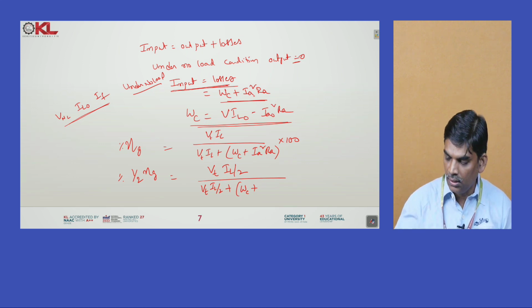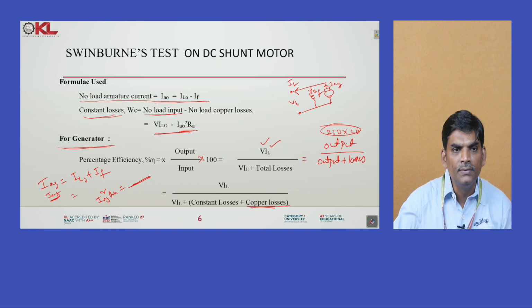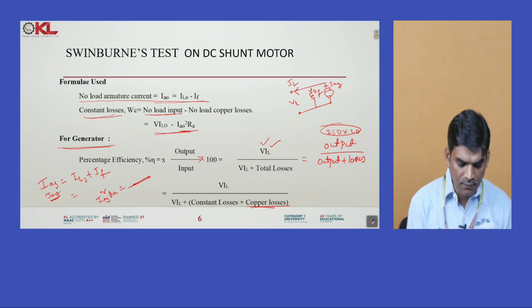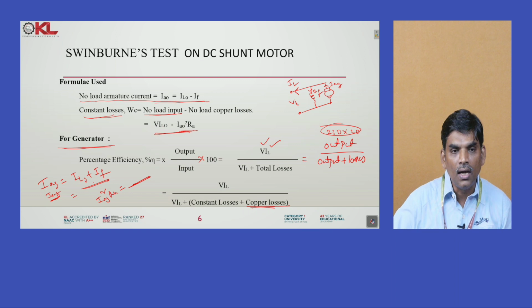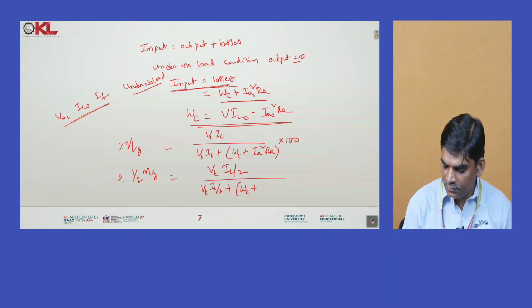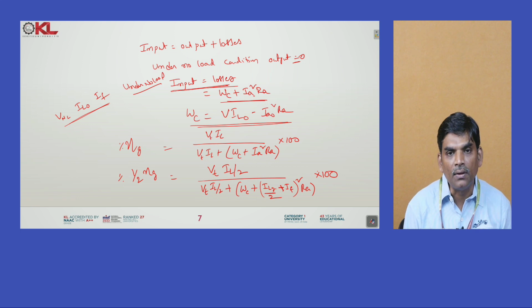In the DC generator, the IA formula is ILG plus IF. But we want to find out the offload, so we take IL by 2. Why? Because IF is constant and only the load current is changed, so IL by 2 whole square RA into 100. So this is the formula.